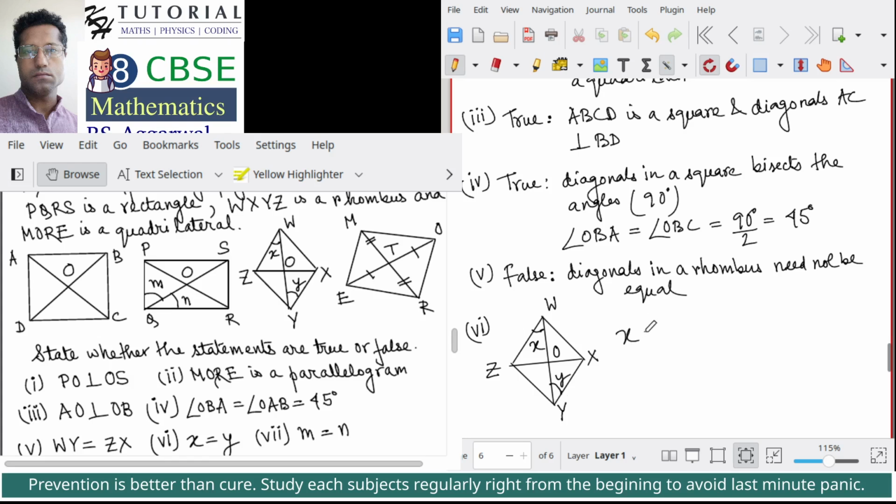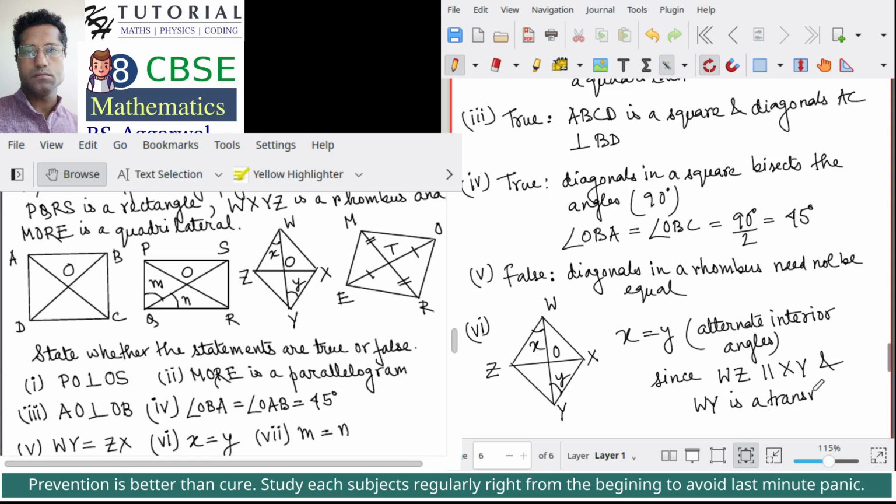Yes, they are equal. x will be equal to y, as they are alternate interior angles, since WZ is parallel to XY and WY is a transversal. In the rhombus, we know a rhombus is a parallelogram. So WZ has to be parallel with XY and WY is a transversal. So x and y are alternate interior angles, so they must be equal.